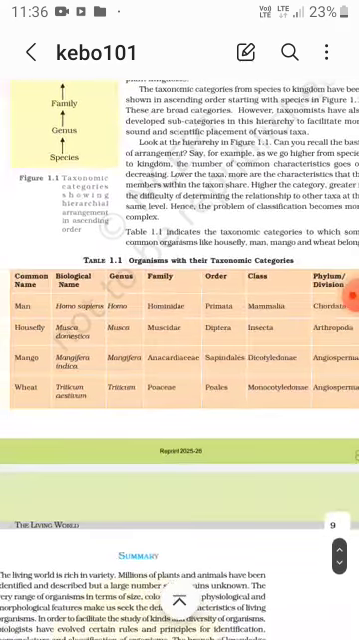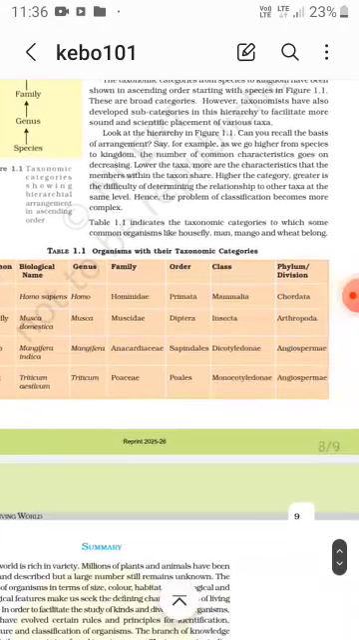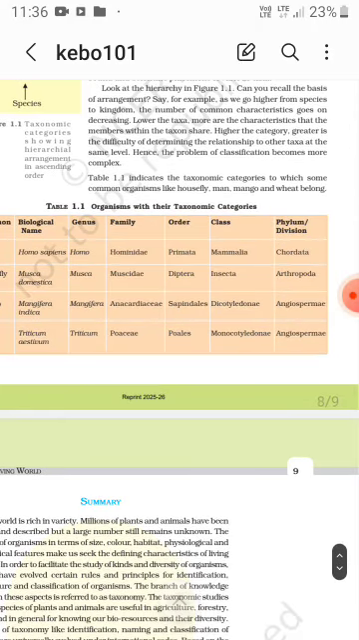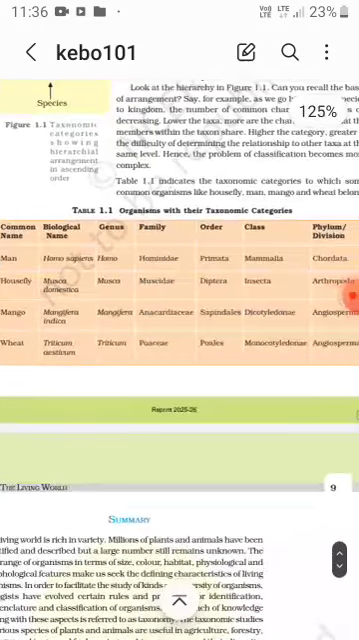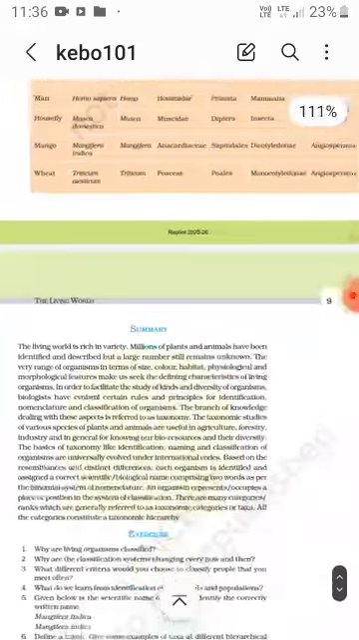Angiospermae. Now wheat. It is Triticum aestivum, right? Genus Triticum, family is Poaceae, order is Poales, class Monocotyledonae, and division Angiospermae. So both are Angiosperms. Mango is big, so it is a dicot. Wheat is small, so it is a monocot. You can remember like that.